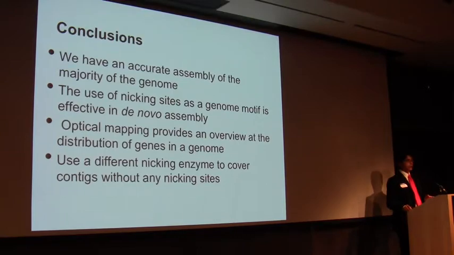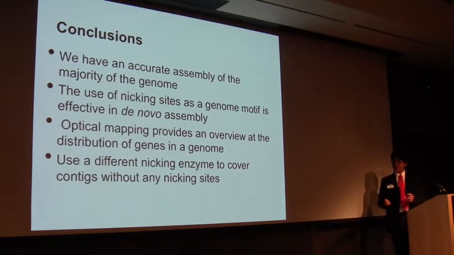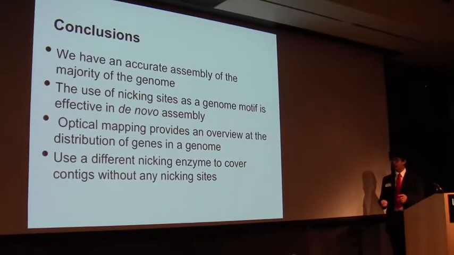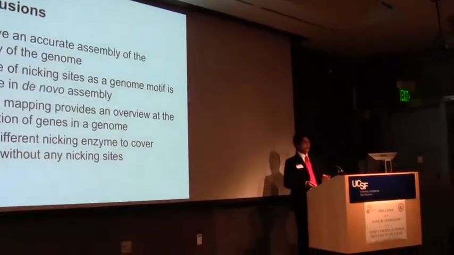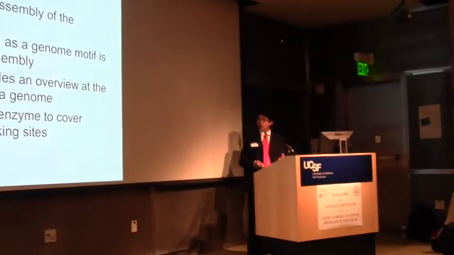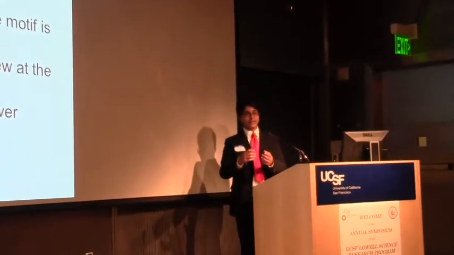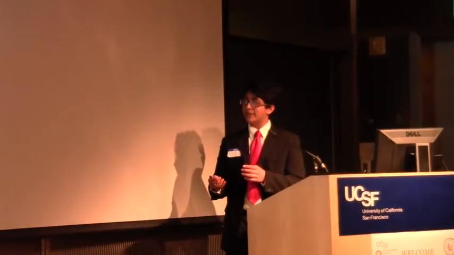Future directions to maybe produce a better assembly is to use a different nicking enzyme to cover contigs without any nicking sites. So you'll often have regions that have very few or no nicking sites, so you can't align any sequencing contigs there. So using a different nicking enzyme could cover those regions.